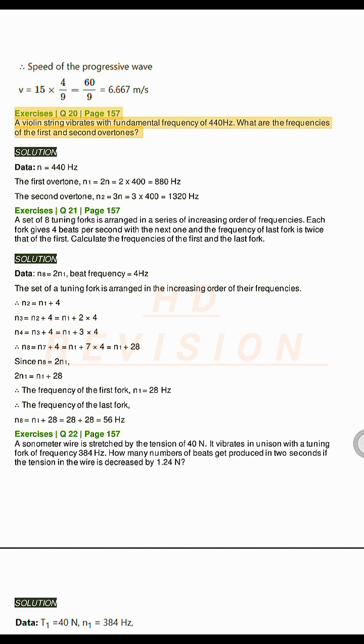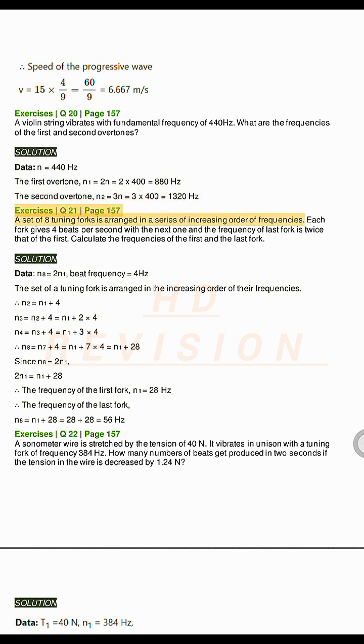Exercises Q20, page 157. A violin string vibrates with fundamental frequency of 440 Hz. What are the frequencies of the first and second overtones? Solution. Data. N equals 440 Hz. The first overtone, N1 equals 2N equals 2 times 440 equals 880 Hz. The second overtone, N2 equals 3N equals 3 times 440 equals 1320 Hz.